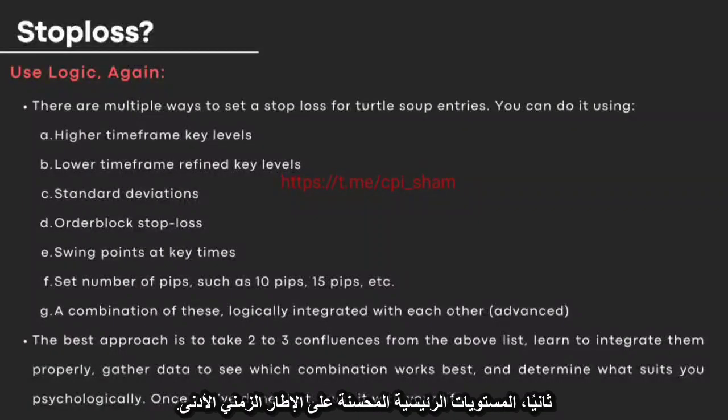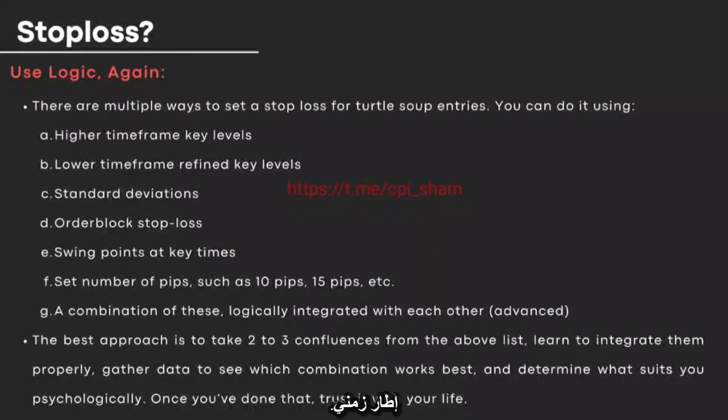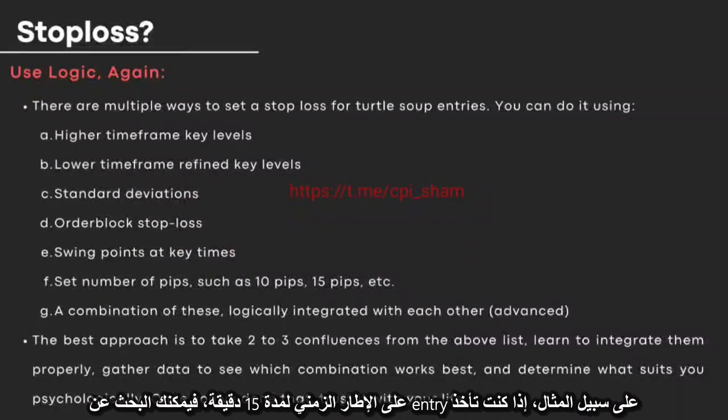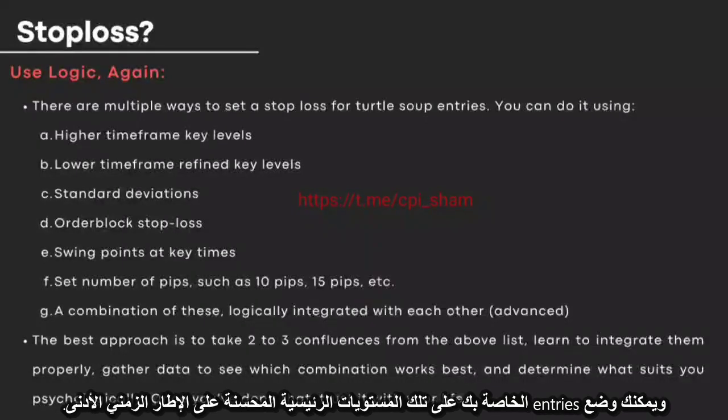Number two, lower time frame refined key levels. Another way of putting your stop loss is looking at the time frames on your execution time frame. For example, if you are taking entry on the 15-minute time frame, then you can look for 15-minute key levels such as order blocks, lows, highs, breaker block, fair value gaps, and you can put your entries on those refined lower time frame key levels.